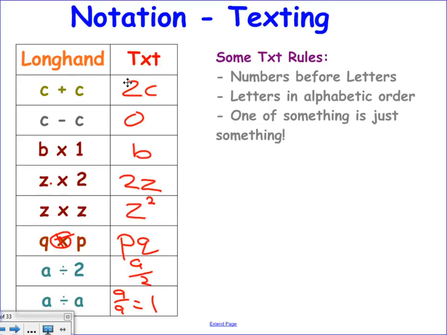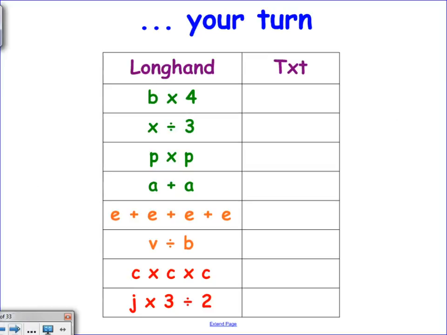Okay? But it's quite important to understand how that works, because we're going to go the other way in a minute as well. So, I'd like you to have a go at changing these from longhand into text. Now I've colour-coded it for you. The green are the easy, the orange are the medium, the red are the hard. So, okay, so B times 4 becomes 4B.